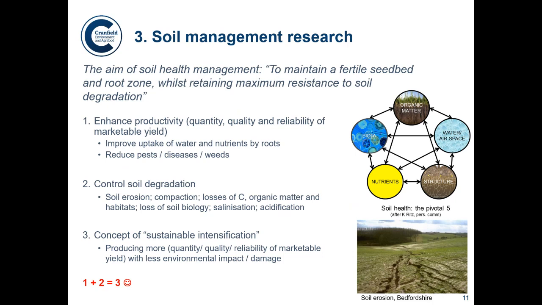Anyway, what are we trying to do with our soil management research? Well, it's very simple: 1, 2, 3. One is soil health management needs to enhance productivity, the quantity, the quality, and the reliability of our yields. It's not just about quantity, it's about the quality of those yields as well. At the same time, we need to control soil degradation. We don't want to have massive yields if that's going to really, technical term, bugger up our soils. So we need to prevent soil erosion and compaction and losses of organic matter and so on. And if you can enhance productivity and control soil degradation at the same time, you've basically got this concept of sustainable intensification, where you produce more but with less environmental impact or damage.